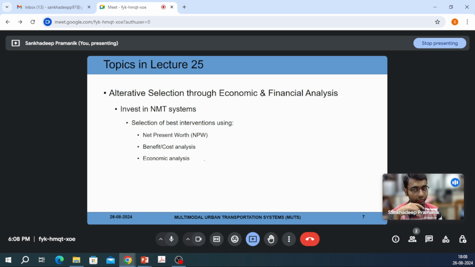And after all these steps, last is implementation of this NMT infrastructure. So with this we have given a brief idea of how NMT infrastructure should be planned and implemented in a step-by-step manner, considering the financial aspects also.